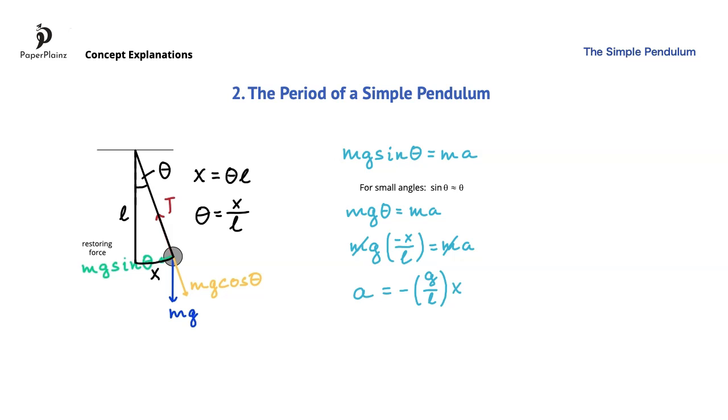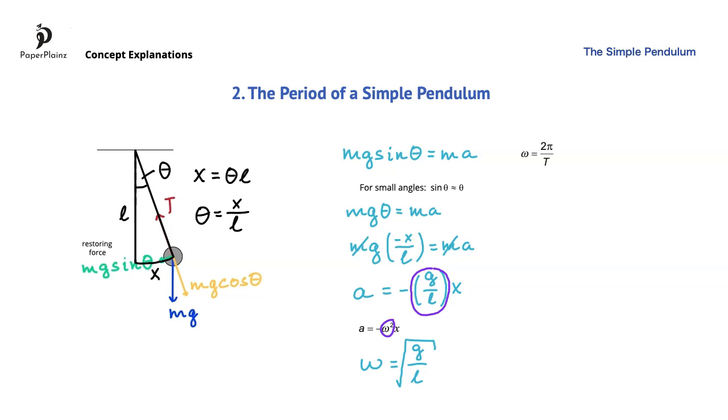We learned in the previous video that a is equal to negative omega squared times x. Omega in this equation is angular frequency. Comparing this equation with the one above, we can see that g over L is equal to omega squared. When we take the square root, we end up with omega is equal to the square root of g over L. We also learned in the first video of this subtopic that omega is equal to 2 pi over T. T is the time period of the oscillations.